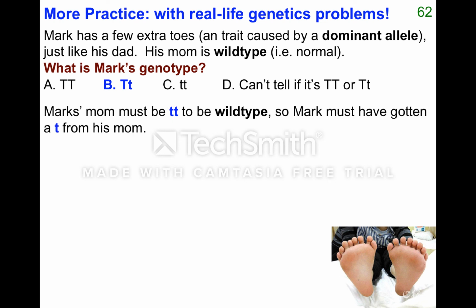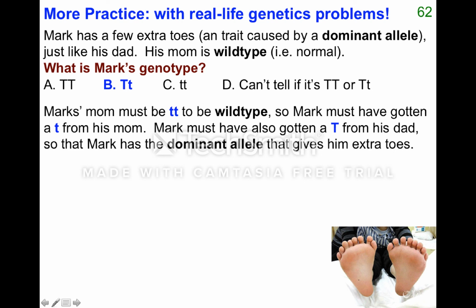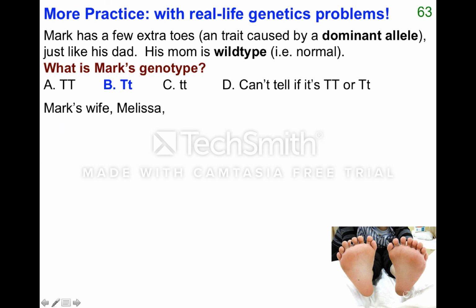So we know that Mark must have gotten a small t from mom, and even though we don't know his dad's exact genotype, his dad could be big T, big T, or big T, small t. We know that Mark must have gotten a big T from his dad, right? He must be big T, small t because otherwise he wouldn't have extra toes, okay? So we know that Mark has the dominant allele from his dad and the recessive allele from his mom because, number one, that's all that his mom can give him. Number two, he must have gotten the big T from somewhere to have extra toes himself, okay?